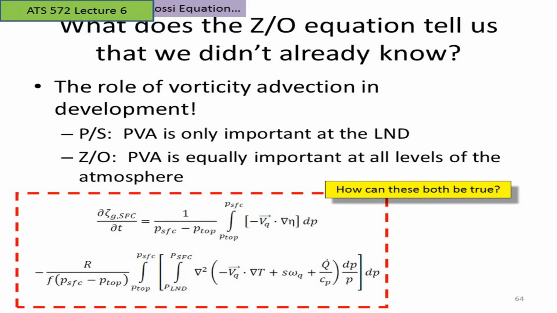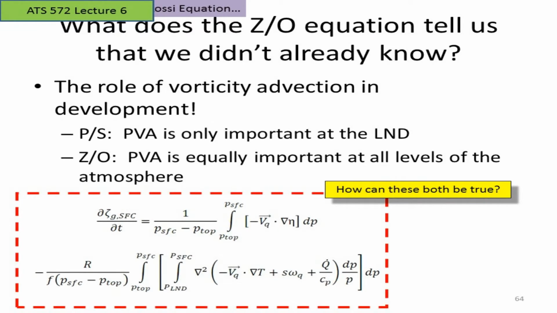What does the Zwack-Okossi equation tell us that we did not already know? Well, there are some differences in the terms here. Notice the role of vorticity advection in our development. In the Pedersen-Sutcliffe equation, remember I just said positive vorticity advection turned out to be only important at the level of non-divergence. Zwack-Okossi says positive vorticity advection is equally important at all levels of the atmosphere.